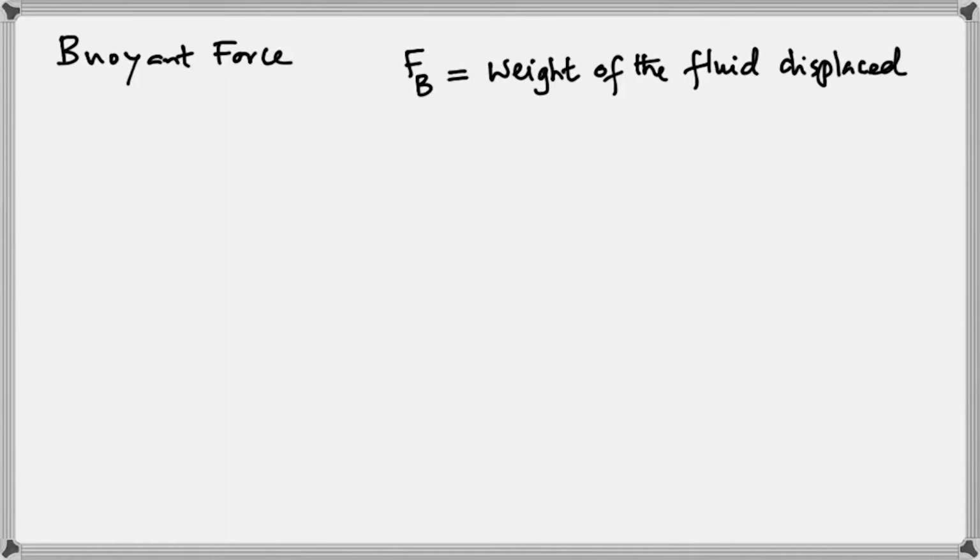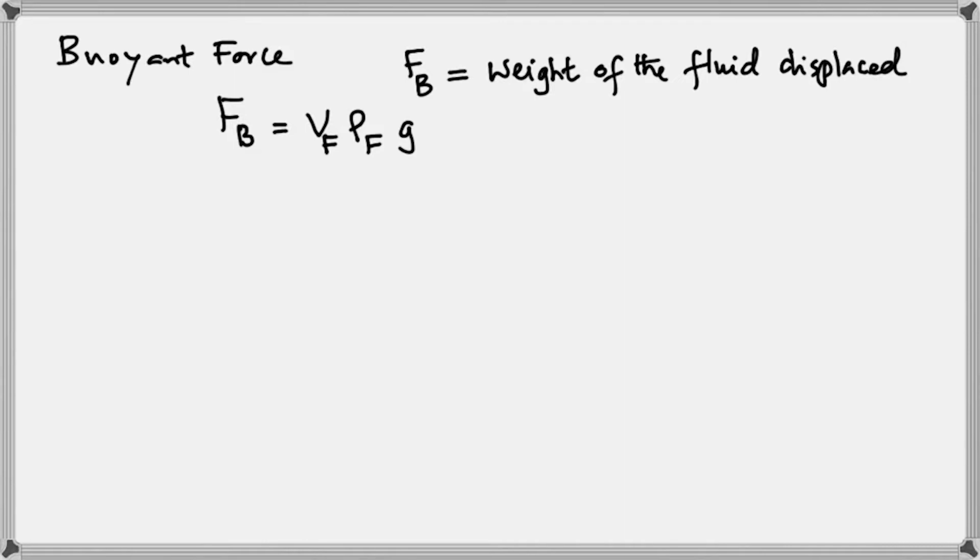Now we know that weight is mass times gravity and mass is volume times density. So finally you get volume of the fluid displaced times density of the fluid times g. Buoyant force is always how much volume of the fluid is displaced multiplied by the density of the fluid times g. That's how you calculate the buoyant force.